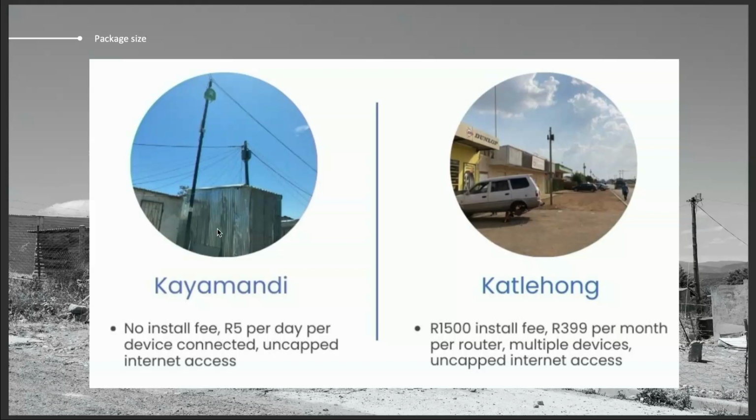There is a marked difference between Kayamandi and Katlehong, and that is the fiber on the left has got lots of drops to the homes, and the fiber on the right doesn't have any drops to the homes. Now, the basic reason for that, when you're going into township areas, is to get the pricing model right, the package size right.